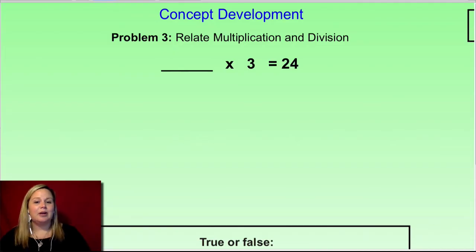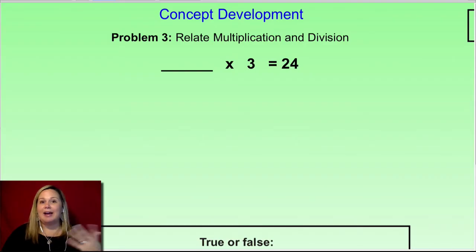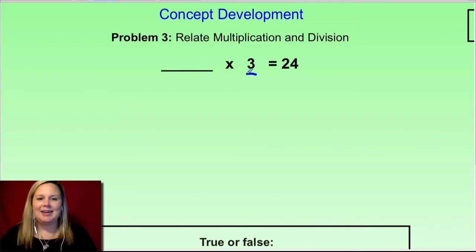For this problem, we're going to continue to relate multiplication and division and see how one can help us solve the other. That's really the key, what strategies can we use to help us. So if I look at this problem, I have blank times 3 equals 24. I know that one of my factors is 3, but I don't know this other factor. So what this tells me is to use that factor and skip count by that factor until you get to the product.